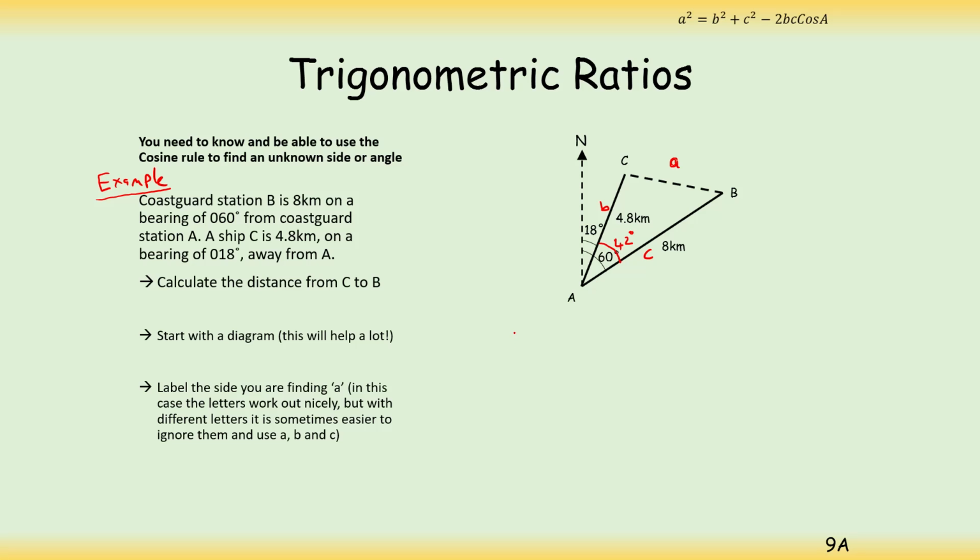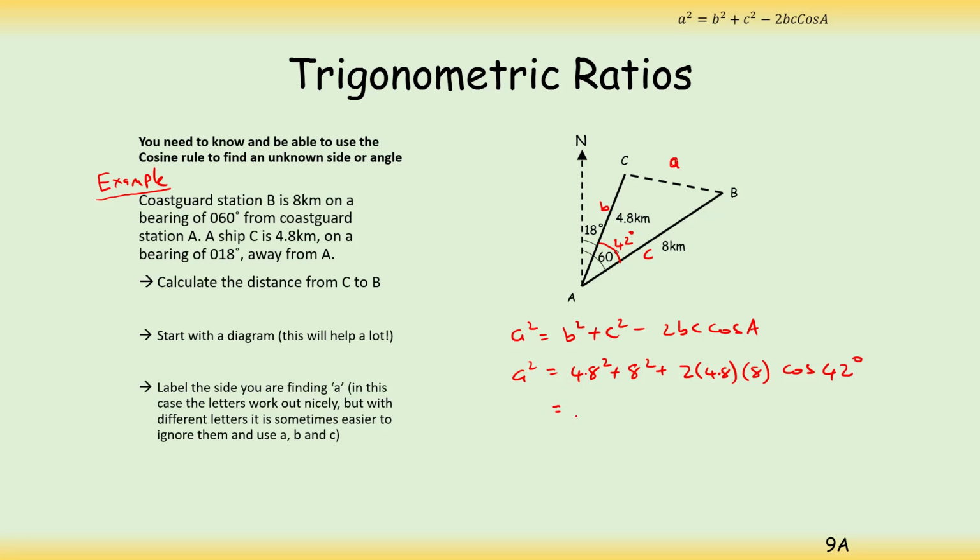Right, so let's use our cosine rule. a squared equals b squared plus c squared minus 2bc cos A. And now let's input what we know. We don't know what a is, I'm going to try and find that. b is 4.8, c is 8, plus 2 times b, 4.8, times c, which is 8, times the cos of 42 degrees.